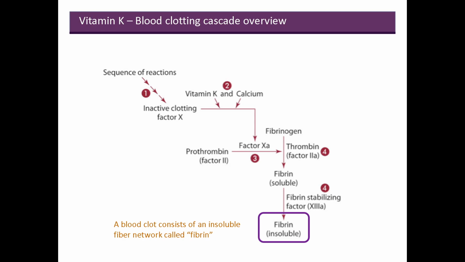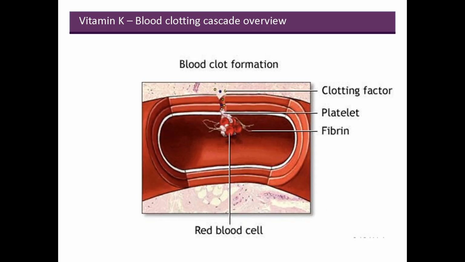This is just an overview of the blood clotting cascade. You will have to know this for the exam. But for now, just know that the result is fibrin, which is an insoluble fiber. So this fibrin incorporates red blood cells and platelets to the site of the wound and helps create this blood clot.